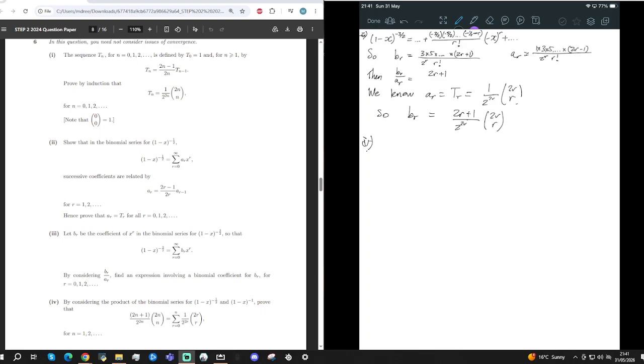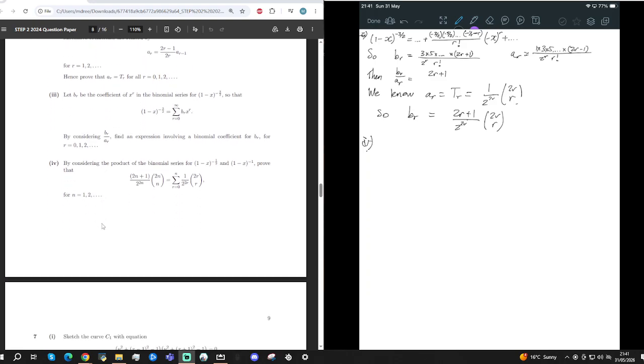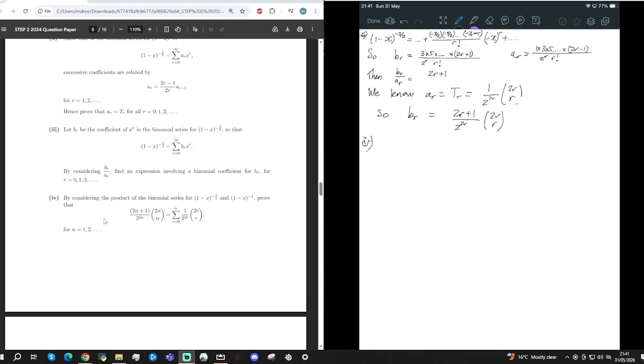By considering the product, I'm going to scroll it so we get that slightly better in the screen. By considering the product of those, prove that. Okay. Well, certainly the product of those is the part 3 that we've just worked out. So I'm gonna make it real obvious here.